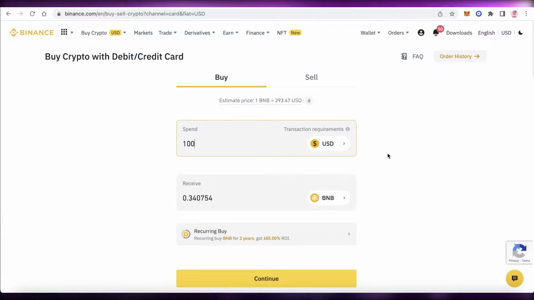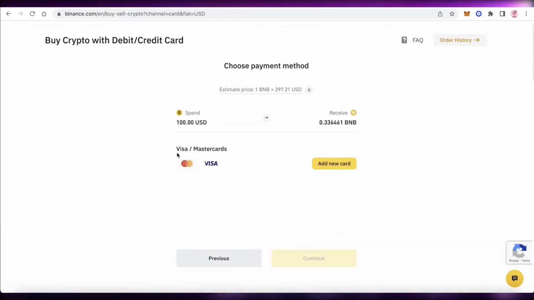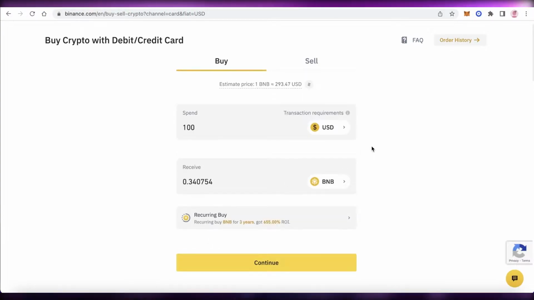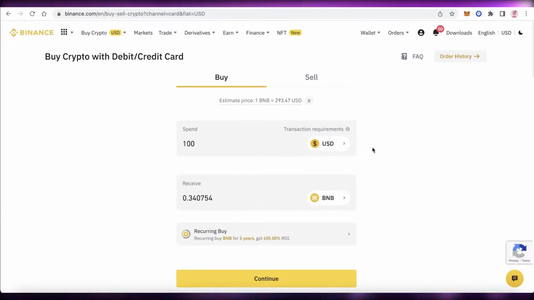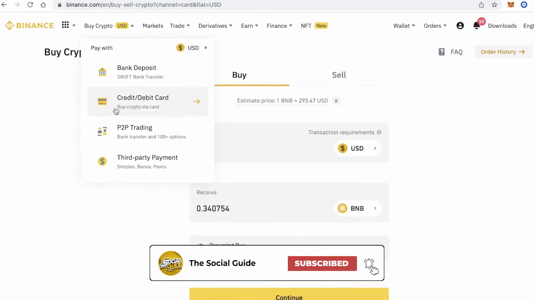Now, there is a reason that I don't recommend this. It is the simplest way. After you do this, you can click on continue, enter your Visa card or your MasterCard, and purchase via your credit card. Now, this is simple, it's easy, but the reason that I don't recommend it is because you're going to be paying quite a premium when you purchase BNB directly off of your credit or debit card.